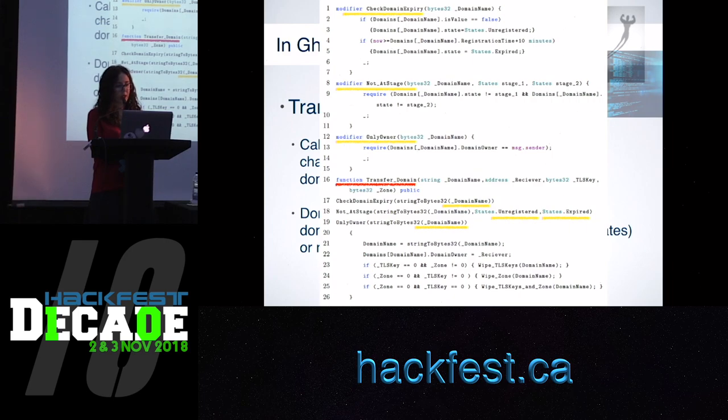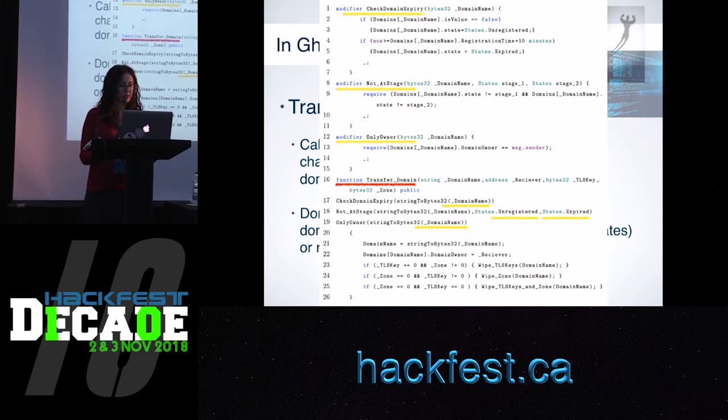So what I did was I created a check domain expiry modifier. I put it at the beginning of every function in the smart contract. Every time a domain owner wants to do anything on that domain name, this modifier will run, and if the domain name is expired, it marks it as expired, and either allows or doesn't allow the domain owner to run the function. So we have this modifier.